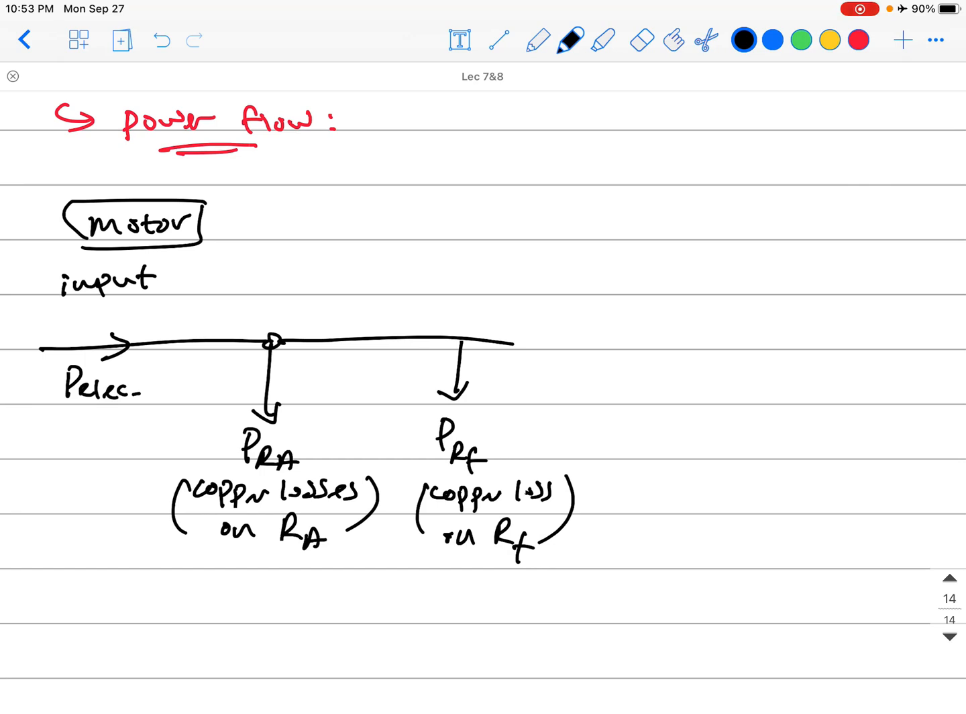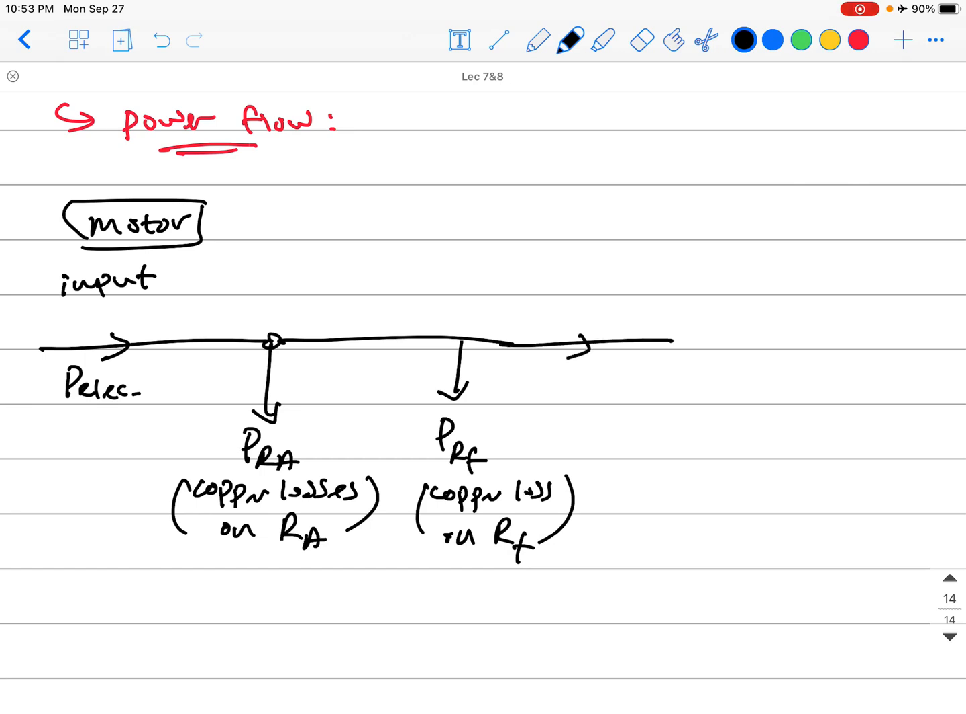Okay, so you push electric energy through the armature of the machine and also through the field winding. Both of them need electricity. We're talking about a motor, yeah? So this energy goes in, and you lose some of it as copper losses on both of the windings, on the armature winding and on the field winding, okay?